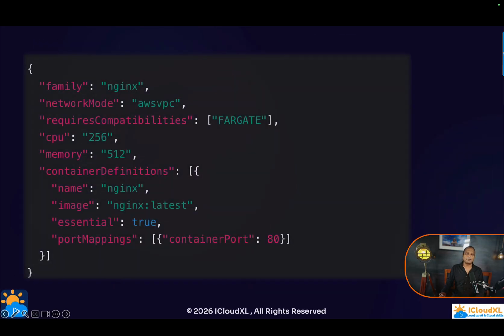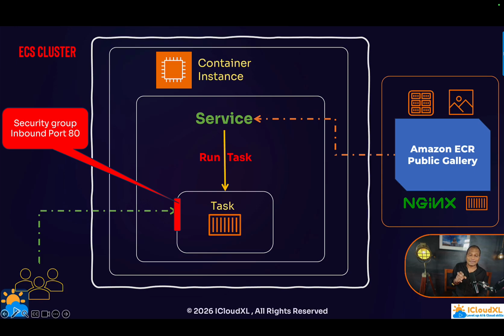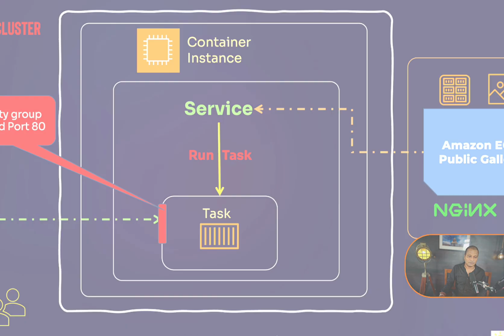This is the example task definition. It is a JSON file, and it's very simple. This is creating the Nginx web server. And there is a security group in front of that task. This security group will allow you to access that task's public IP from outside. Let me go to the console and demonstrate the cluster creation.